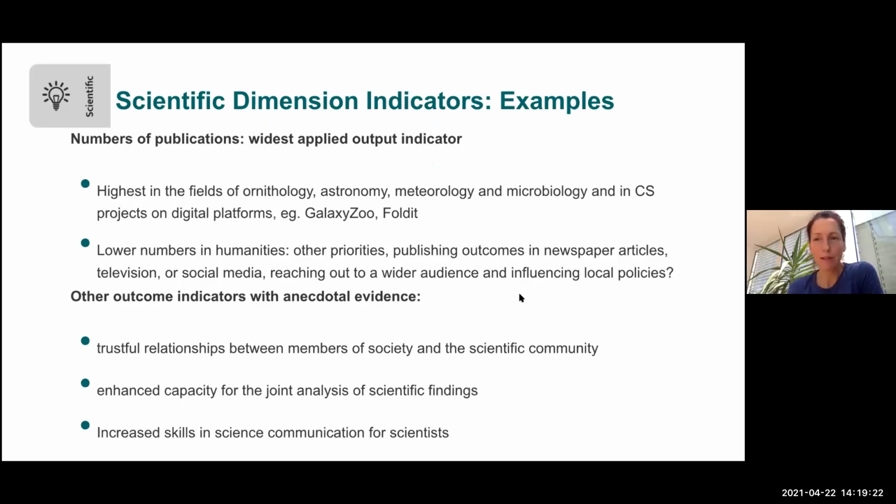So what we did is we looked at how far citizen science projects that already exist have already evaluated one of these dimensions, like the scientific dimension, or the individual learning dimension, or the broader dimension. And I will give examples here, because then it might become more clear what is meant by evaluating, for instance, the scientific dimension. What are indicators that are collected here?